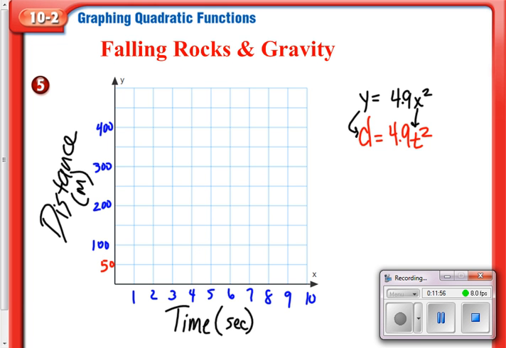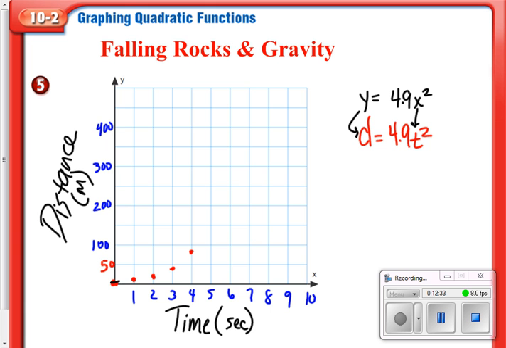Plot your points from your table. So we had 0, 0 as the first point. There's my first plot. Then we had 1 and 4.9. Here's 1; 4.9 would be way down below. 2 and 19.6, so slightly above that. 3 and 44.1, so getting close to 50. And then we had 4 and 78.4, so we need to go slightly above the halfway marker. In between is 75. So there's my curve starting to happen.